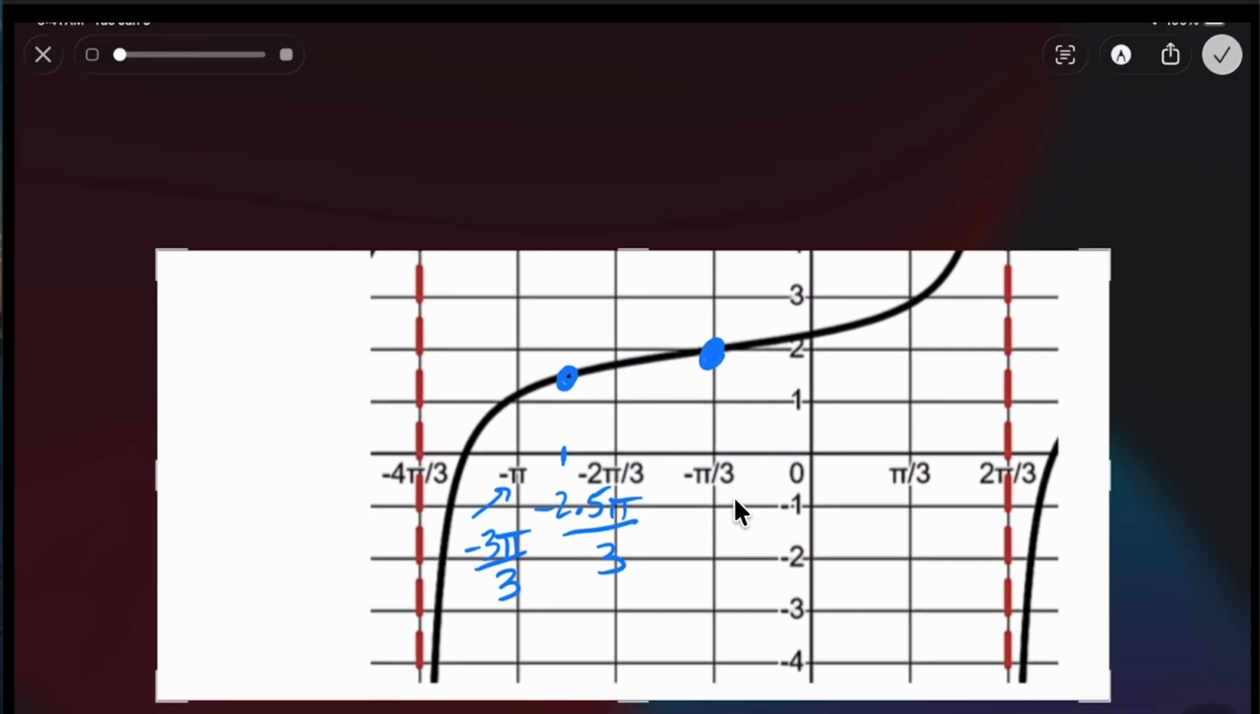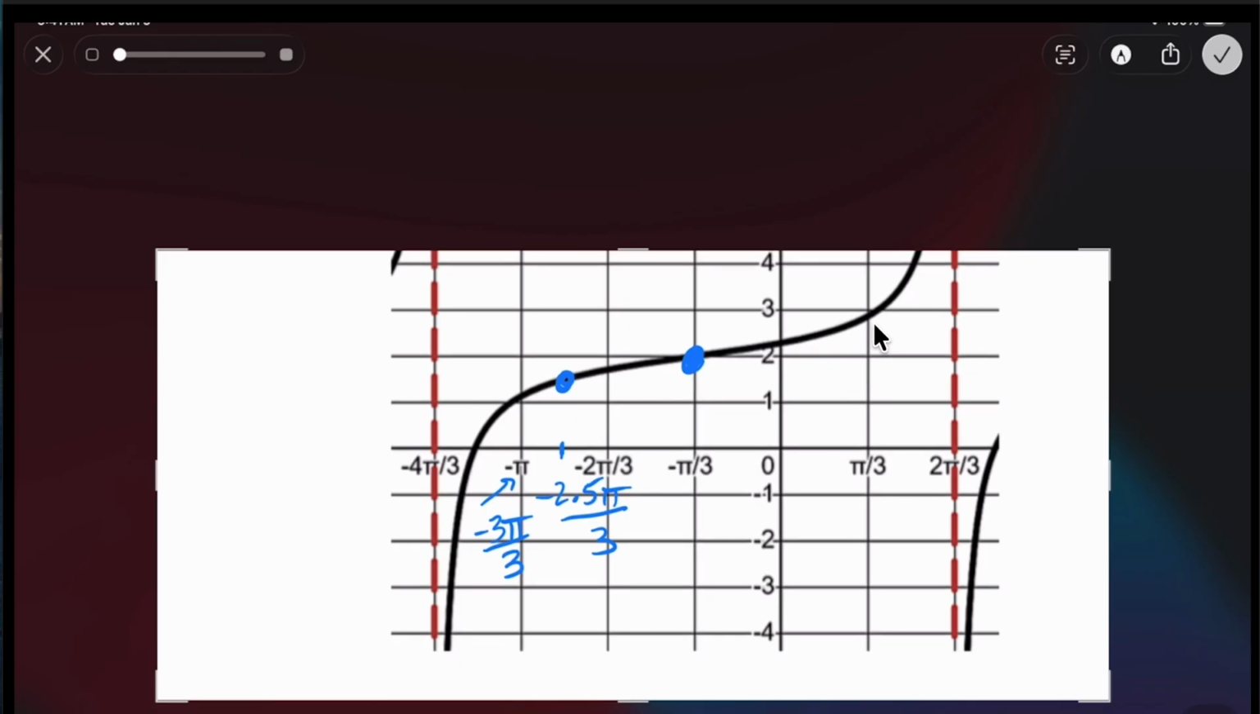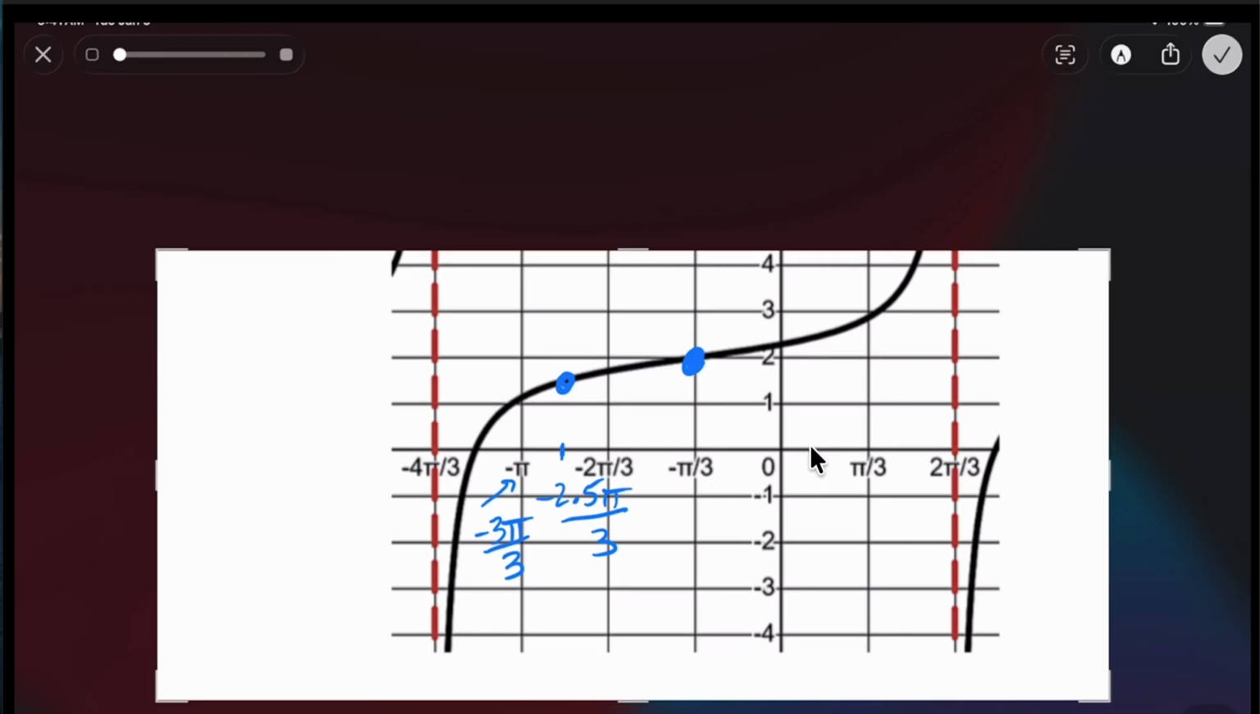Okay, continuing on, let's now find the upper quarter point. It's going to be halfway between negative 1 and 2. Again, this is 3 steps. We're going to cut that in half. It's 1.5. This time, let's go back 1.5 from 2, and that puts us at 0.5 pi over 3.